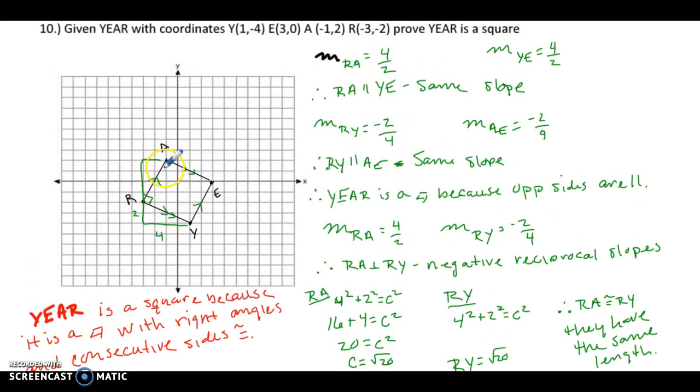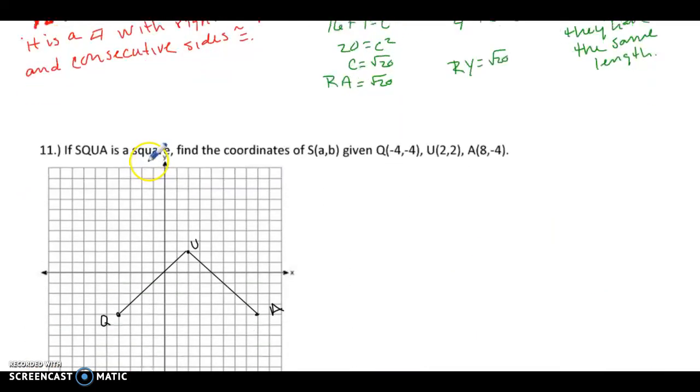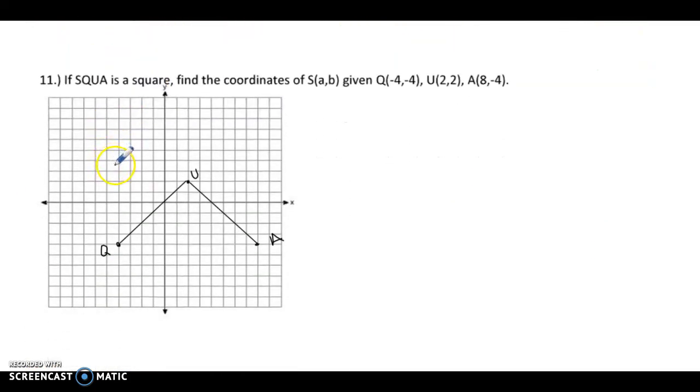All right, so that is example 10 on page 7, and then we're going to go ahead and look at example 11. I've plotted Q and U and A, and so we need to figure out where S is going to be. So S must be somewhere down in this general area. I'm going to do the same type of thing that I did on the previous example page. So if I want to figure out where S has to be, I'm going to figure out the slope to go from U to Q.